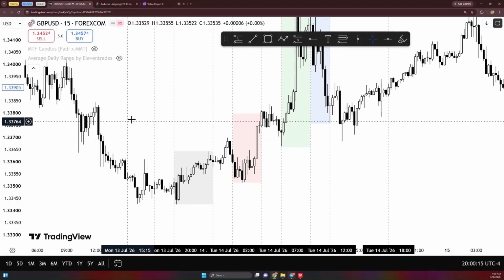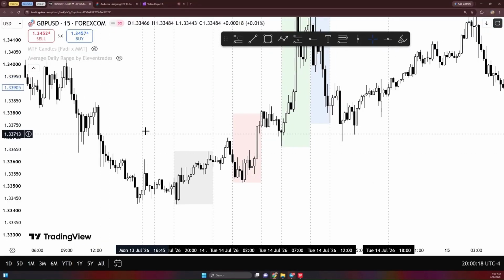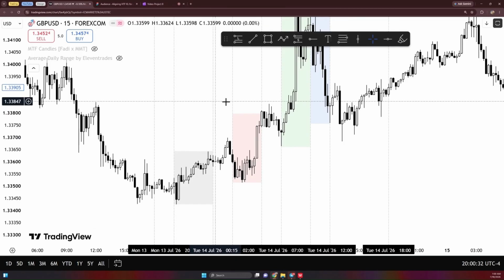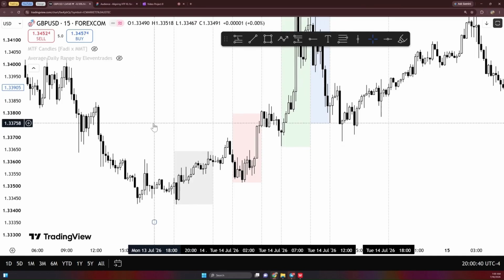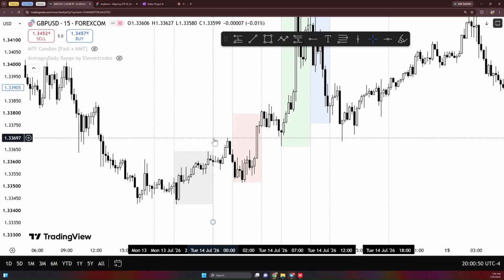Here we are on GBP USD, and this is Tuesday, 14th of July, 2026. The trading day begins at 18 o'clock. And for Asia, our kill zone is from 20 o'clock till midnight, 00 o'clock.